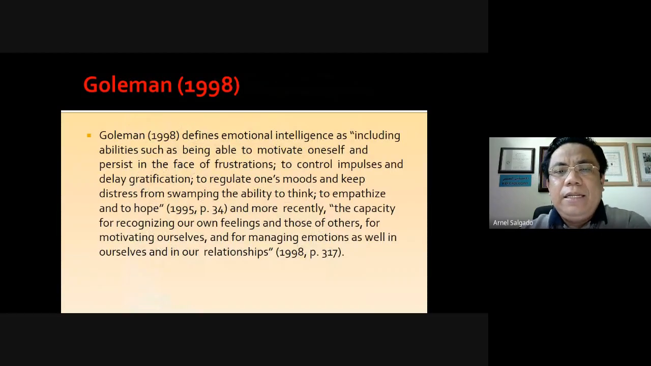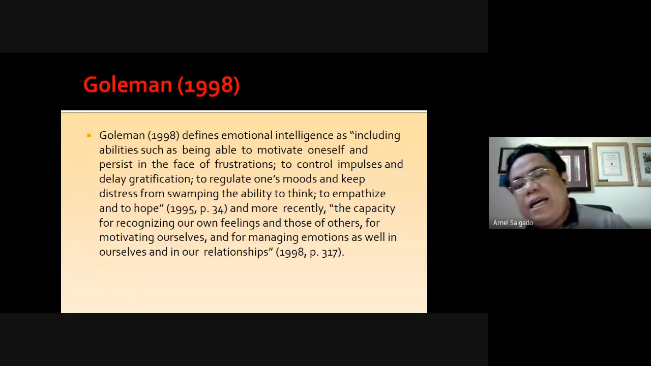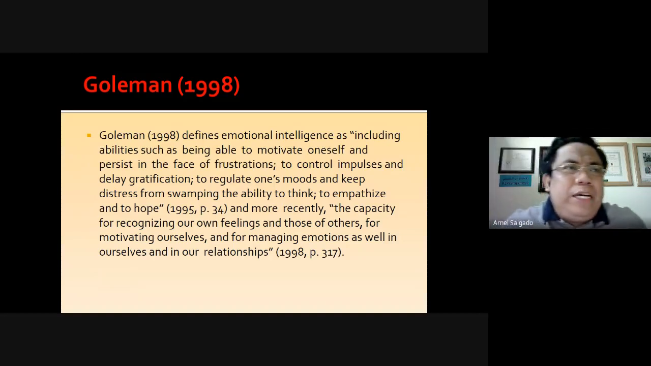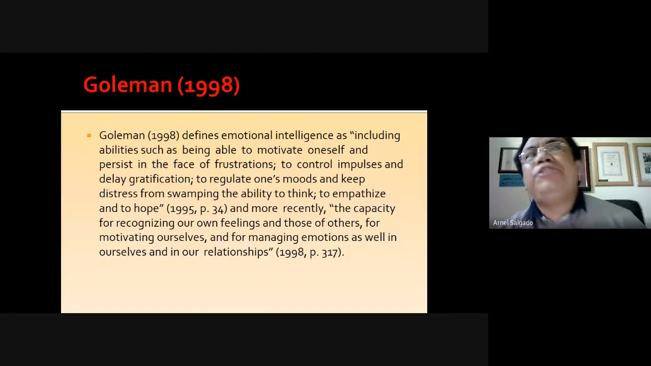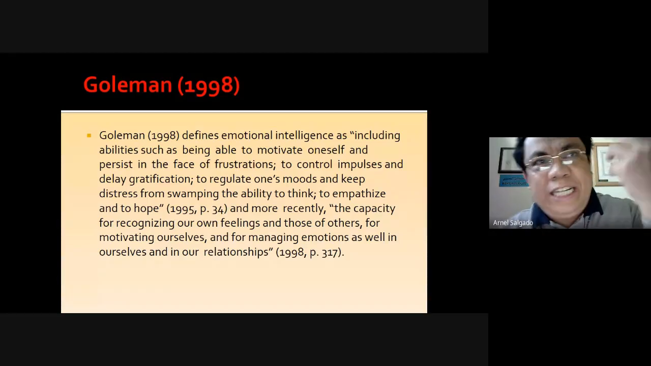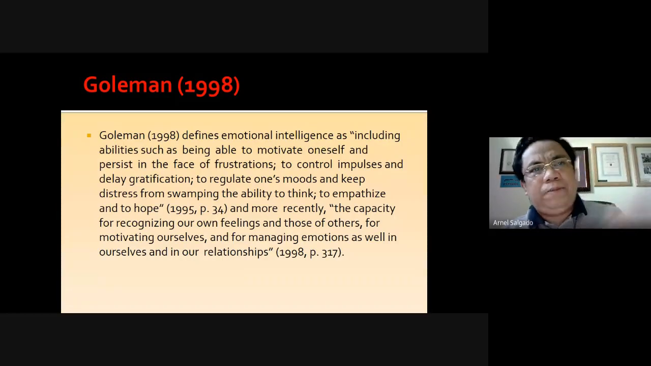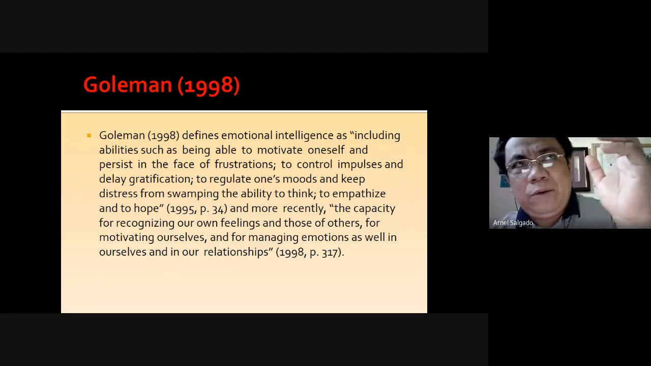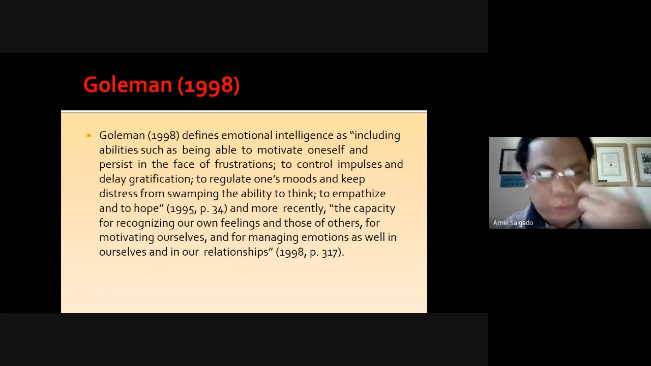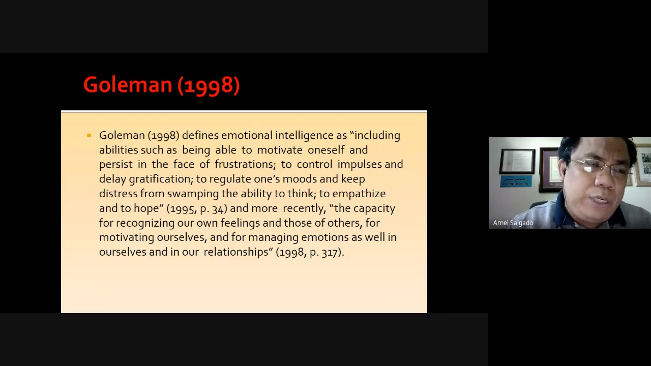All right. Then to motivate ourselves to go on and on despite frustrations, and to manage emotions as well in ourselves and in our relationships. So when we are going to connect with other people, we are going to utilize a lot of emotional connections. Our emotion must always jive with their emotion. We can only do that if we understand our emotion and the emotion of other people. So we know how to get in, and where to get in. This is actually what they emphasize here.